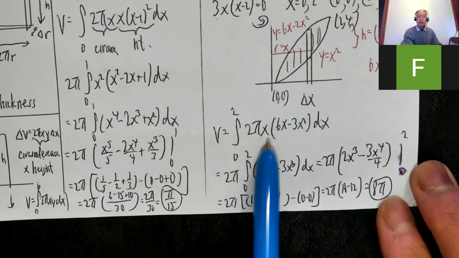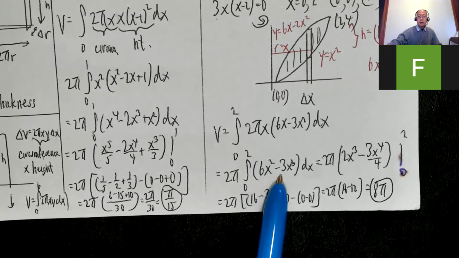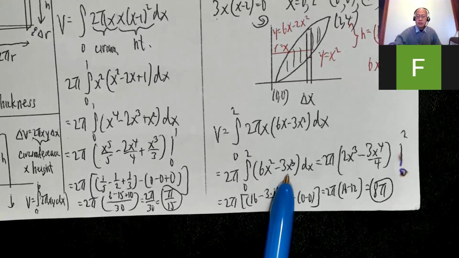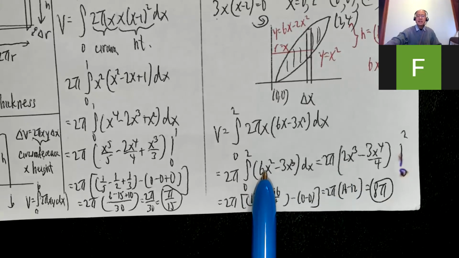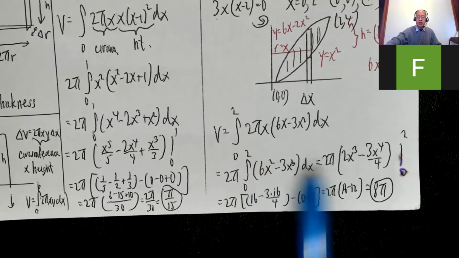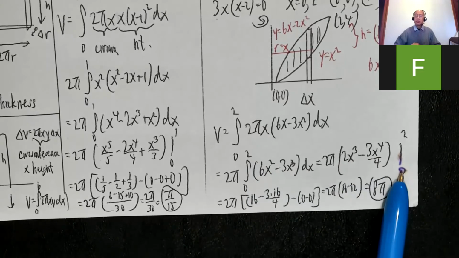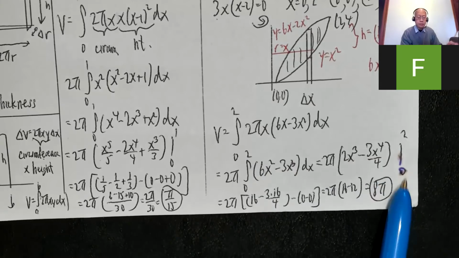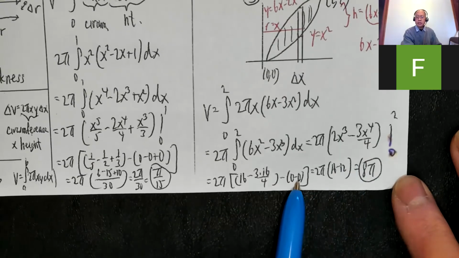Okay, take out the 2 pi, distribute the x: 6x squared minus 3x cubed. That's a 3 there, 3x cubed. All right, so 2 pi, 6x cubed over 3, 6 divided by 3 is 2, minus 3x to the 4th over 4, from 0 to 2. That's a 0 there. Looks like there's a splotch somehow. Plug in 0, you get 0, that's nice.